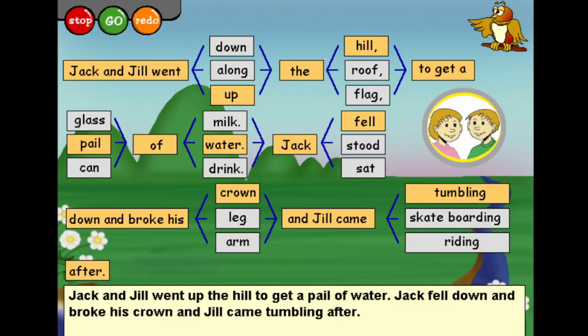Jack and Jill went up the hill to get a pail of water. Jack fell down and broke his crown, and Jill came tumbling after.